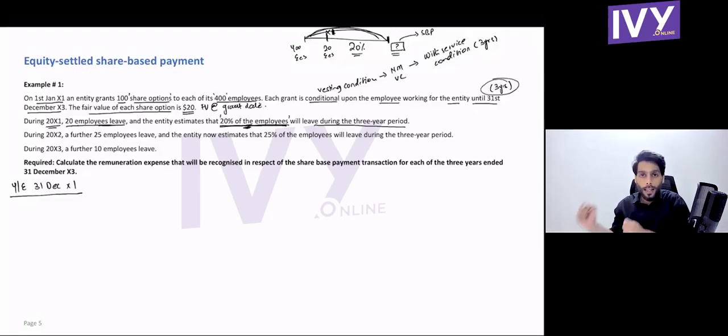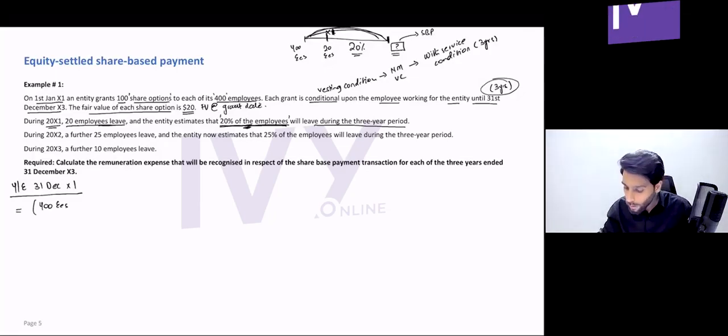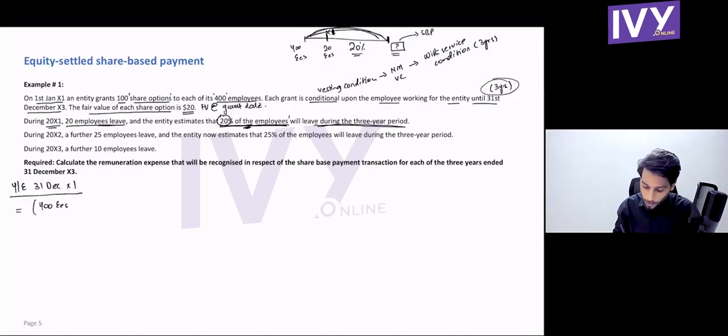So what do we consider? 20% or the 20 employees who have actually left? We consider the whole 3-year period. That is what our obligation is going to be. So if you want to do the accounting of X1, see how we are going to do that. Initially we had 400 employees with us. And although 20 employees have already left, we need to consider the whole 3-year period. And the whole 3-year period is represented by this 20% employees leaving. That means only 80% employees are going to stay.